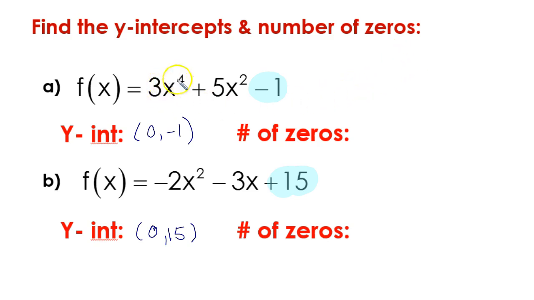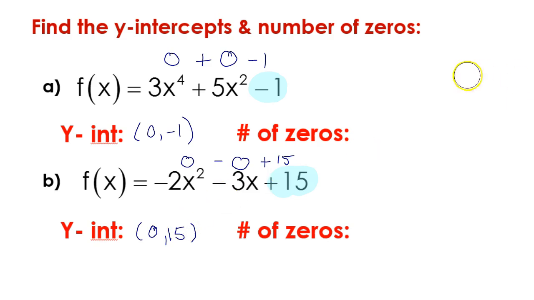If I let x be 0 here, I've got 3 times 0 to the 4th power, which is 0, and 5 times 0 squared, which is 0, minus 1. Well, when you do that math, 0 plus 0 minus 1 is, you got it, -1. The same thing here: -2 times 0 squared is 0. 3 times 0 is 0. 0 minus 0 plus 15 is, you got it, 15.